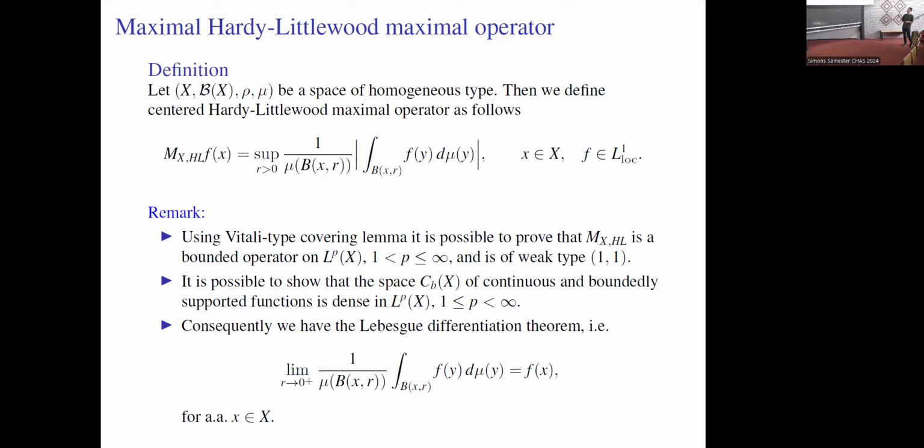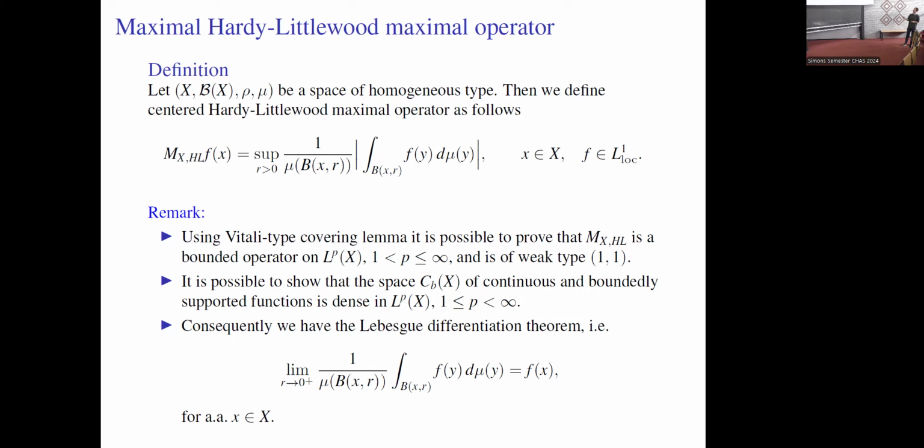Since the L infinity bound is trivial, we have the boundedness for t between 1 and infinity. It is also possible to prove that we have a very nice dense class, that is, continuous functions with bounded support. So using these two facts and this two-step procedure, which I mentioned during the first talk, we can easily deduce that we have the Lebesgue differentiation theorem.